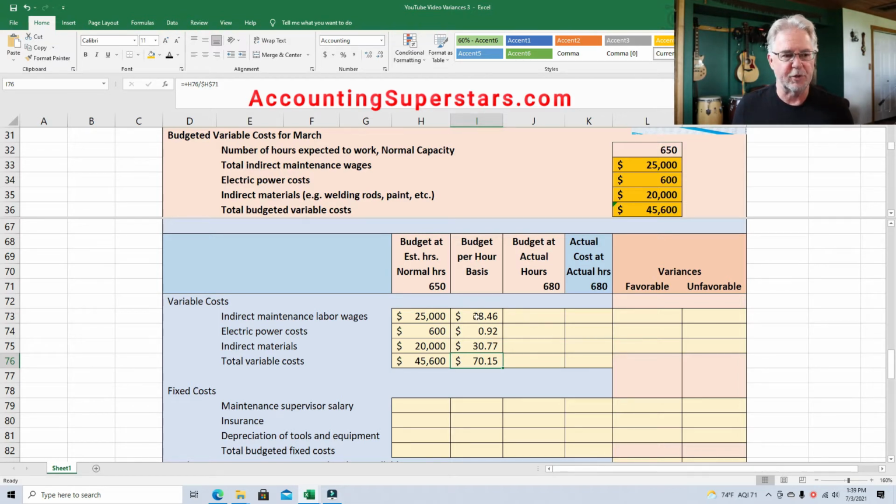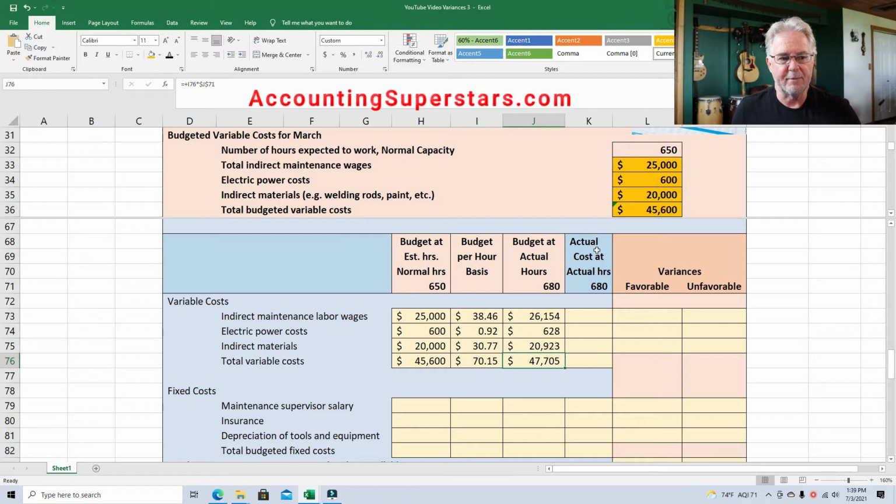So now what we're going to do is we're going to convert these numbers on an hourly basis to 680 hours. So here's what we do. $38.46 times 680. This is, if you're wondering, this is the exact same thing as a flexible budget. Identical. 92 cents times 680 hours. $30.70 per hour times 680 hours. $70.15 times 680 hours. There we go. So, grand total. There we are.